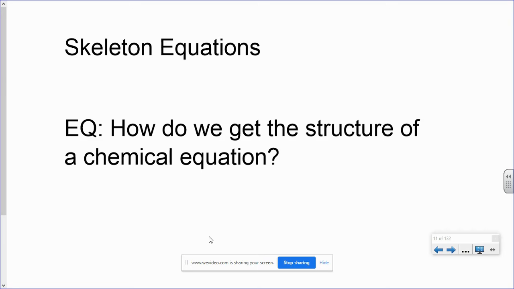All right, so today's notes are on skeleton equations. How can we get the structure of a chemical equation?